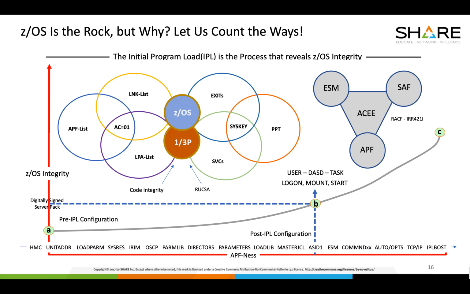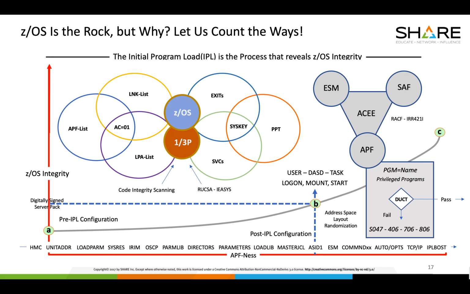So now we have a system. We've loaded everything up. We've got ASID 1 up. We've got the master JCL functional. We loaded all the modules. We checked everything out. We've got SAF, we've got the External Security Manager, we've got APF. We're about ready to go from B to C, but something else has to happen.